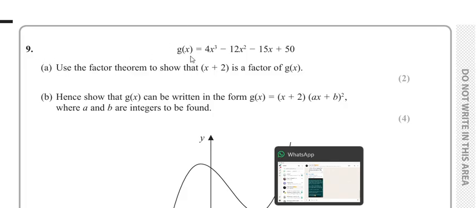Question 9. g of x is equal to this. Use the factor theorem to show that x plus 2 is a factor of g of x. So the factor theorem says that if x plus 2 is a factor, then g of minus 2 should be equal to 0. So what we are expected to do here is put g of minus 2 here and check if this is 0. If that gives us 0, we are done. So let's write that out.